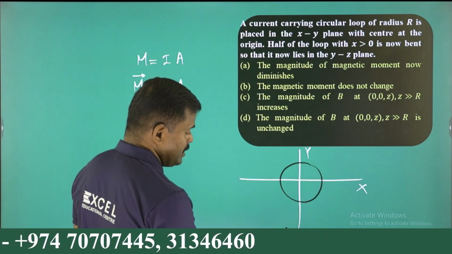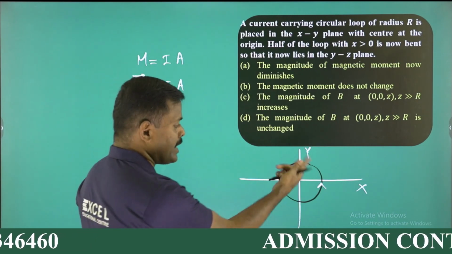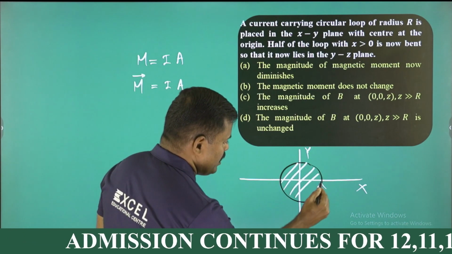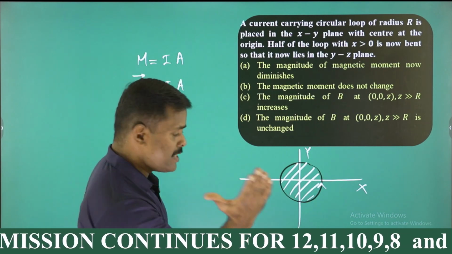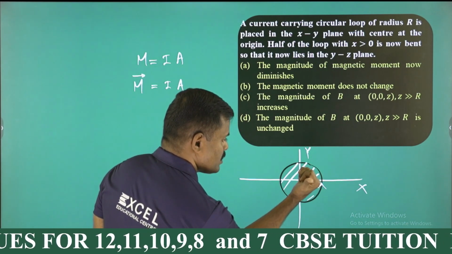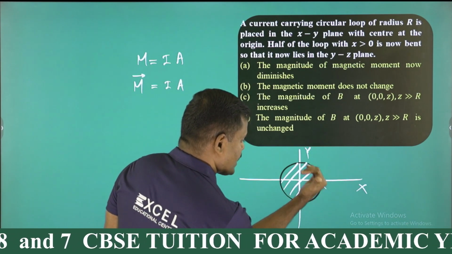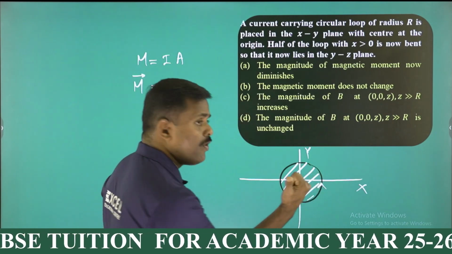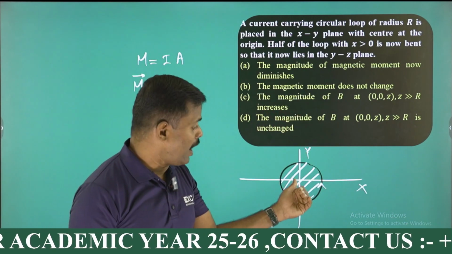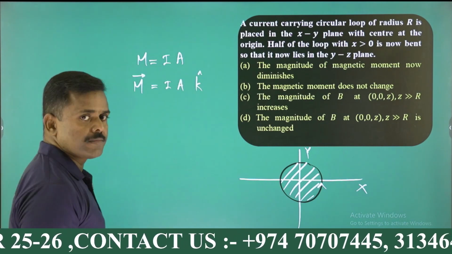Just imagine that the current is going in anti-clockwise direction. You can put some random direction for the current, either anti-clockwise or clockwise, since they haven't mentioned anything. So how to find the direction of area? Curl your fingers in the direction of current, then the thumb is pointed outward. I'm keeping my fingers in the direction of current, then the thumb is coming out of the board. Out of the board is called z-axis. To the right I've taken x, up is y, out of the board is z-axis. So z-axis means I can call it k cap.